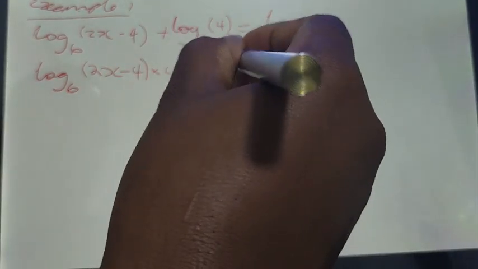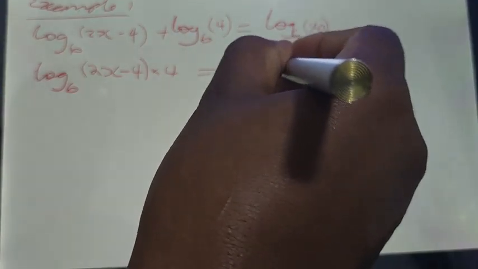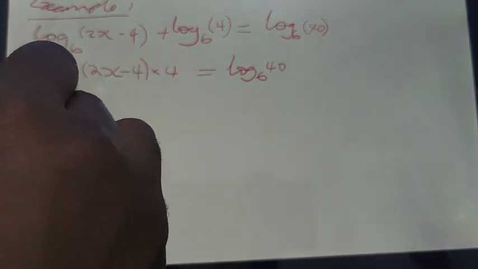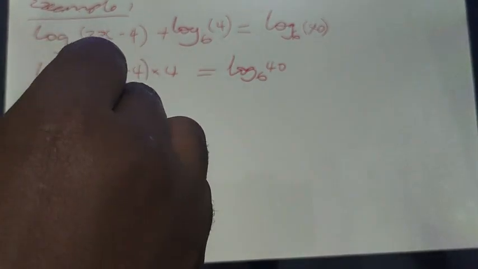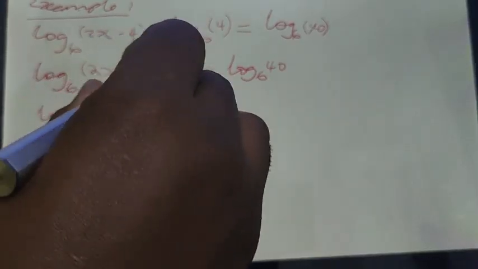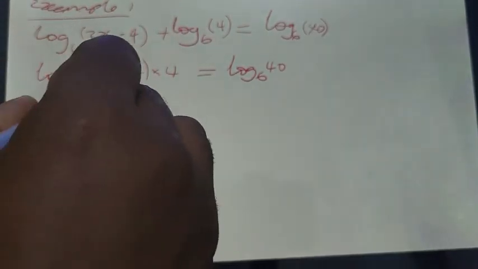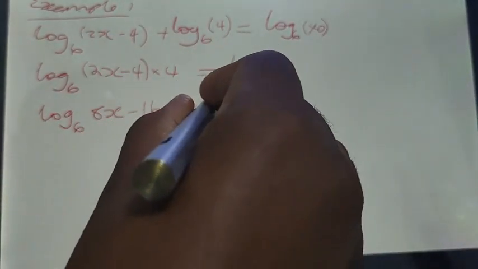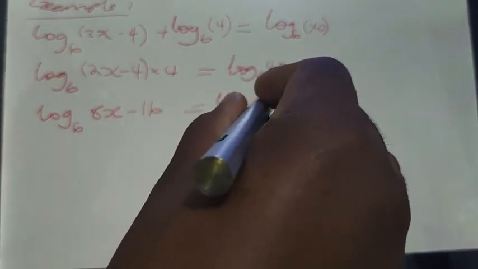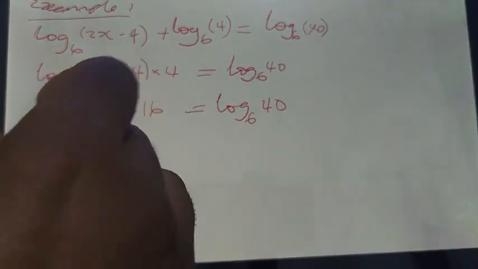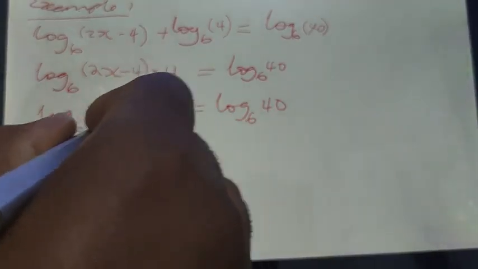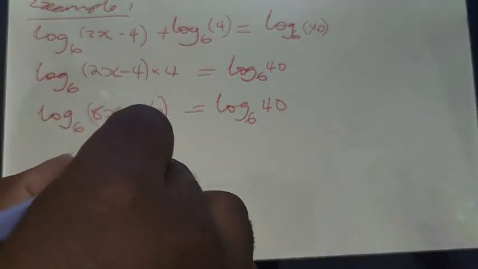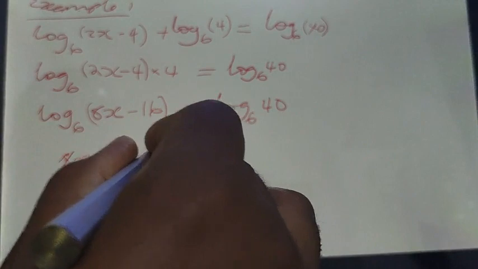This will be equal to log 40 base 6. If we further simplify this one and expand, you have 8x minus 16 should be equal to log 40. Alright, so we take antilog both sides, then it's the same as to say 8x minus 16 is equal to 40.